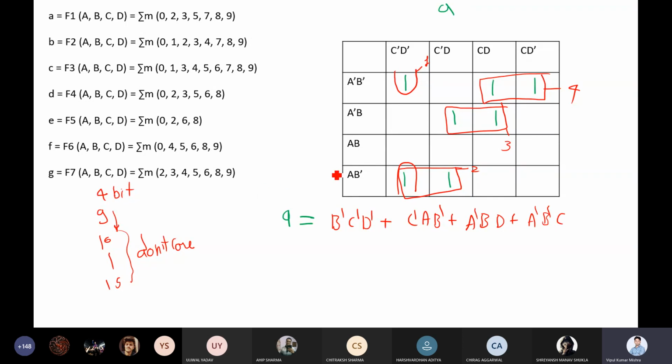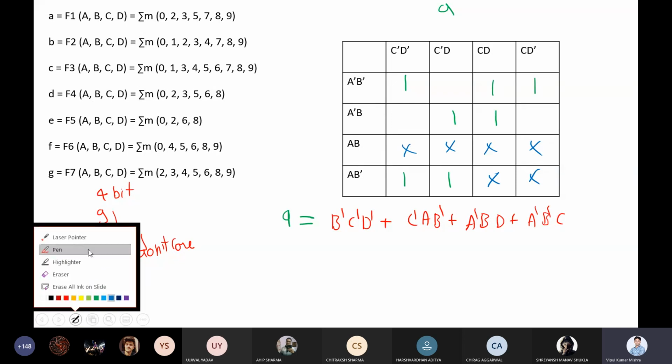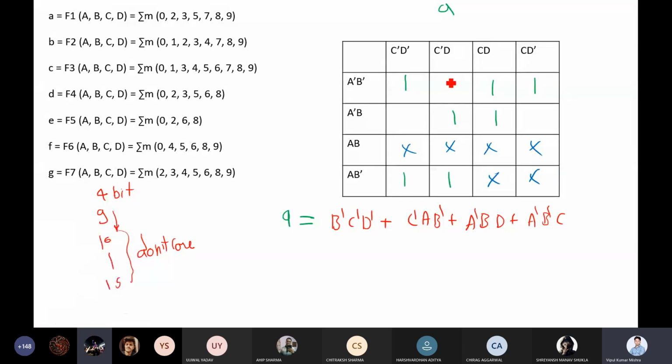So definitely we can utilize these don't cares. So let me erase these all and add the don't cares. So what will be the don't cares after 9? 10, 11, 12, 13, 14, 15. Now once you add these don't cares, what should be the expression in that case? Because now we have don't cares.